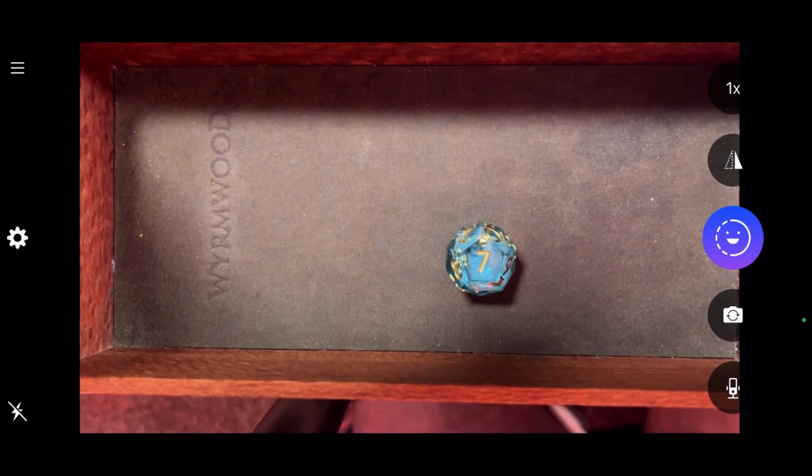The first, this is crazy because the last guest we had on, that's a 7. So the last guest we had on, I rolled a 4, a 5, and a 6. And now that is a 7.